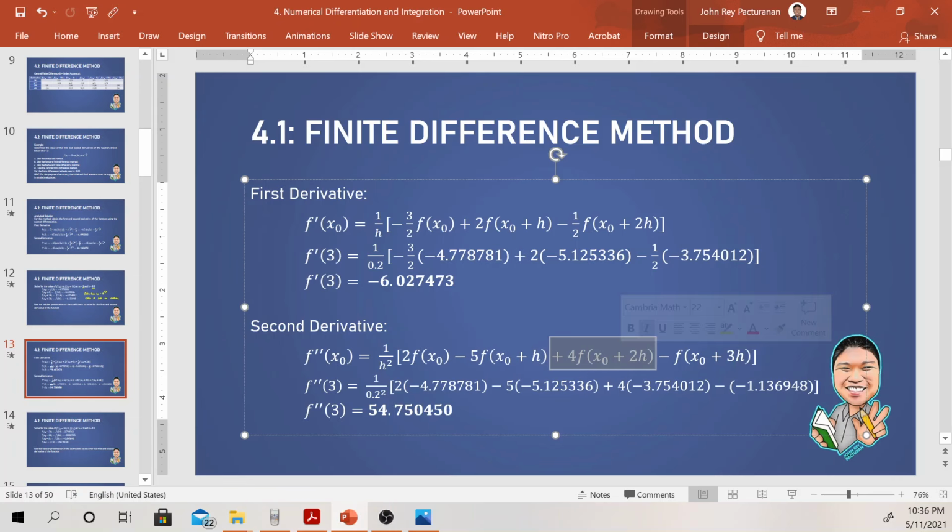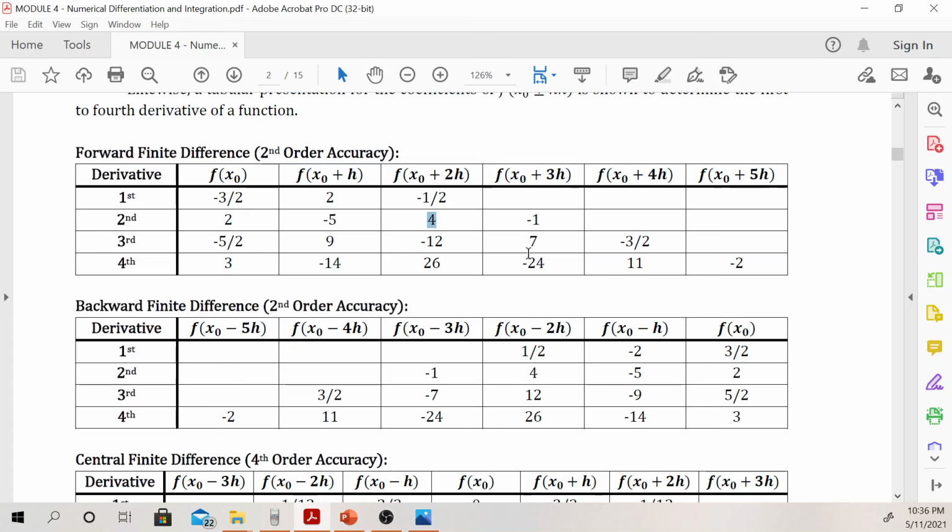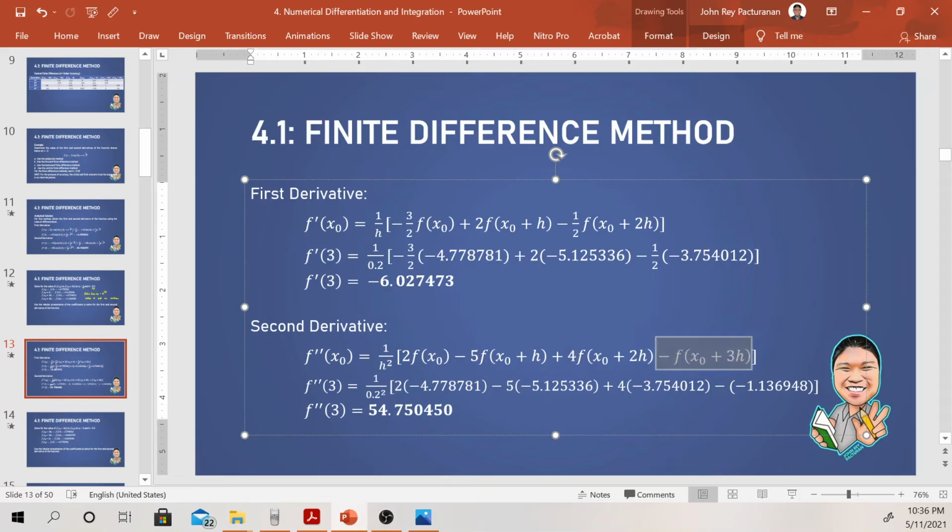Positive 4 of f of x sub o plus 2h. And lastly, negative 1 of f of x sub o plus 3h. So, of course, minus f of x sub o plus 3h. Right? We only used the table we derived. That's why it's called finite difference.